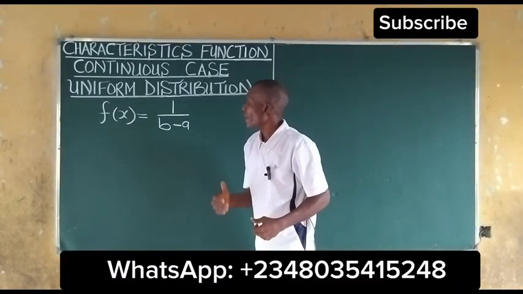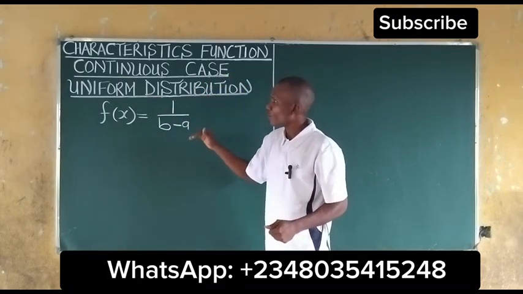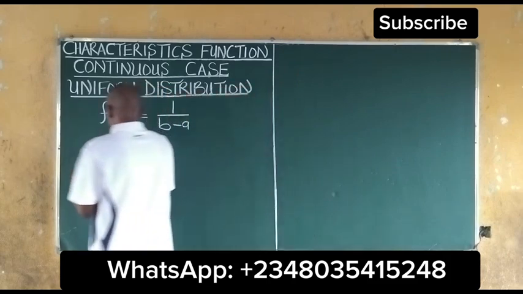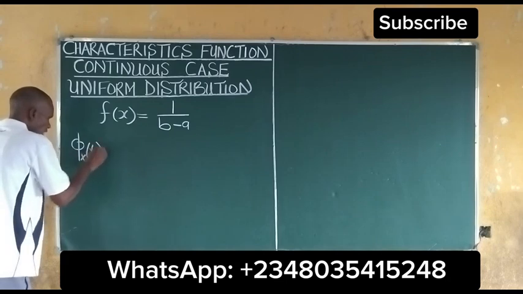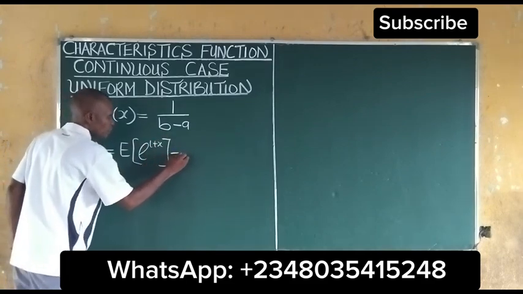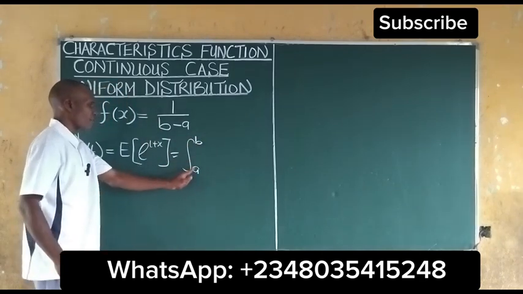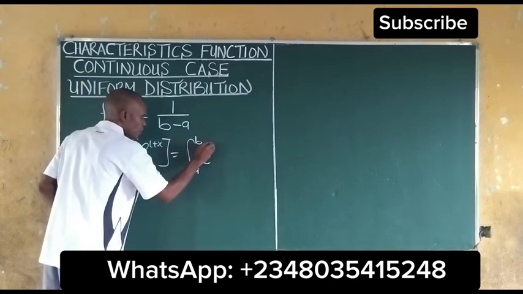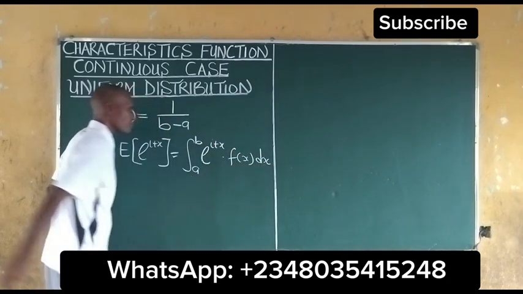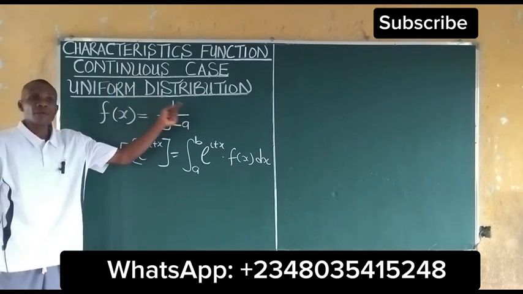In this video, we have to derive the characteristic function for the uniform distribution, of course, for the continuous case. The first thing to do is to write out the characteristic function. The characteristic function states that this is equal to the integral. Since it's a uniform distribution, we have our interval from a to b, then e to the power itx multiplied by f of x dx. So this is what we use in computing the characteristic function for the uniform distribution.